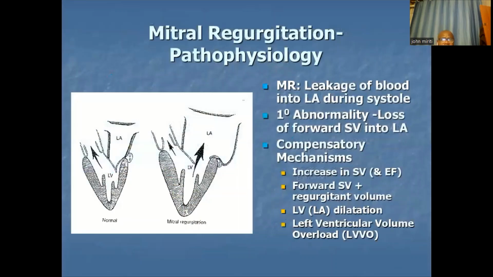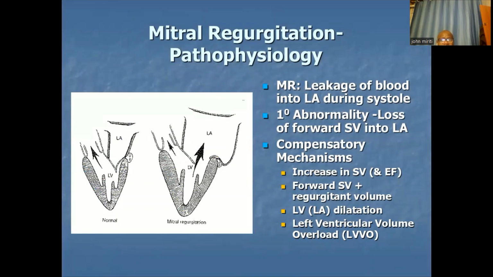So let us look at mitral regurgitation pathophysiology. Mitral valve regurgitation results in leakage of blood into the left atrium during the systolic phase of the heartbeat. The primary abnormality is loss of forward systolic volume into the left atrium, so the blood flows back.